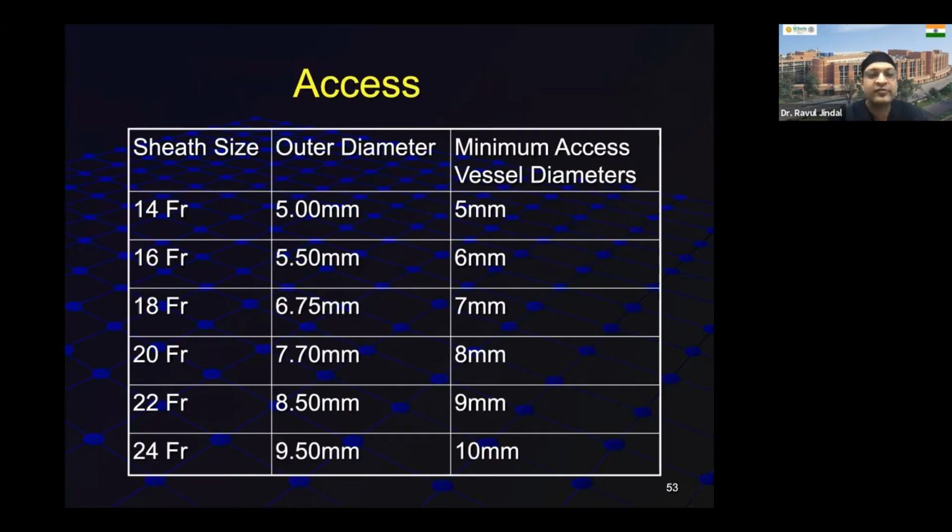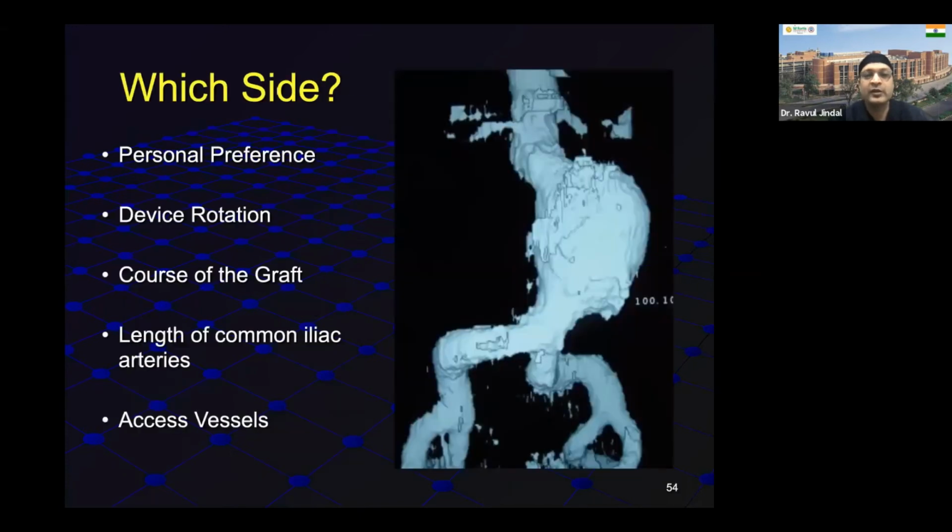This is the access size for the sheaths. If you have the outer diameter of the vessels, then you measure the size of the sheaths which will go through it. Now comes the question of which side the main body should go.